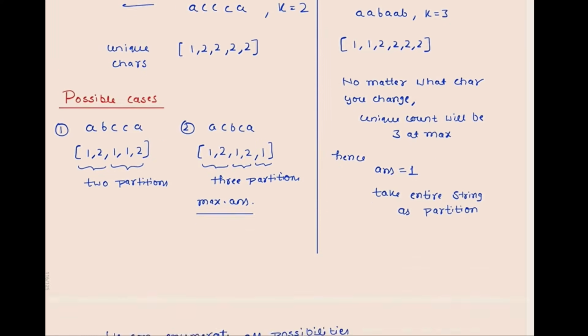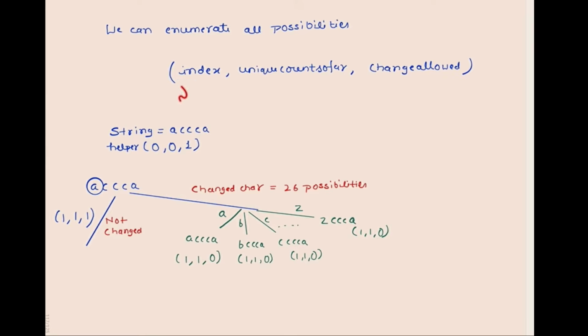Okay, so let's see how we will actually do this. We'll start from the 0th index, and whatever unique count we have considered so far, that we will have. And whether we have changed any character previously or not, that we will also consider. So initially we will have index 0, unique characters so far is 0, and change allowed is 1. So we are allowed one change at the start. We can take this change or not take this change according to our answer, but we want to enumerate all the possibilities here.